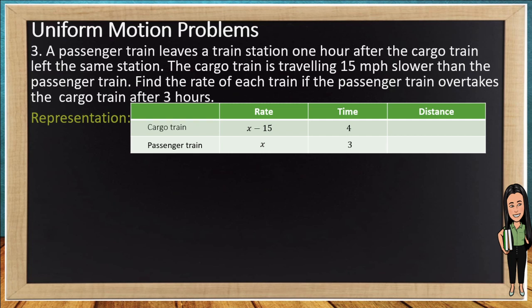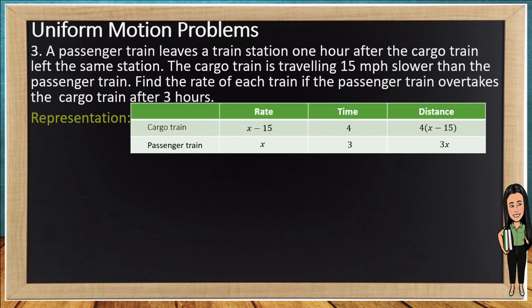Okay? So, kung 3 hours yung passenger train, 3 hours after nung tumakbo yung passenger train, tsaka siya na-overtake. Yung cargo train, 4 hours na yung tinatakbo niya, yung spent na time because the cargo train left the station 1 hour. The passenger train left the station 1 hour after ng cargo train. No, so, nauna yung cargo train, kaya 4. Okay, distance traveled, multiply lang yung rate and time.